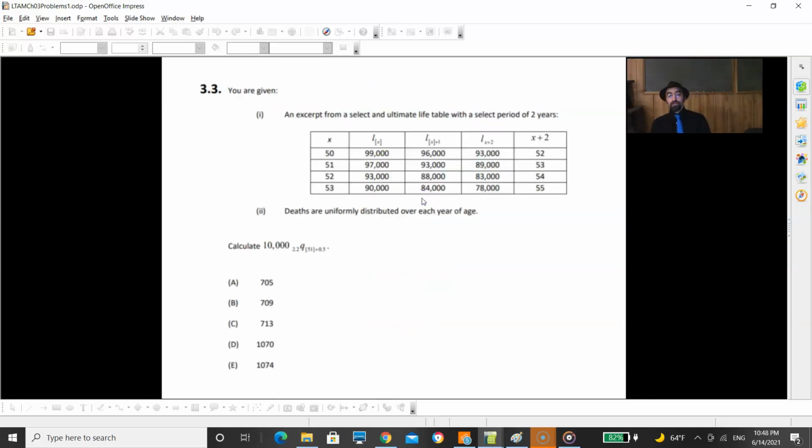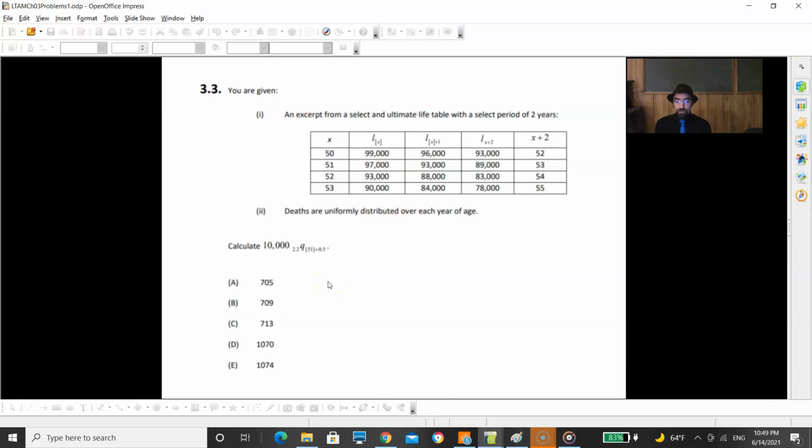Next one. An excerpt from a select and ultimate life table with a select period of 2 years is given. Deaths are uniformly distributed over each year of age. Calculate 10,000 times Q51 plus 0.5 deferred 2 of Q selected at 51 plus 0.5.